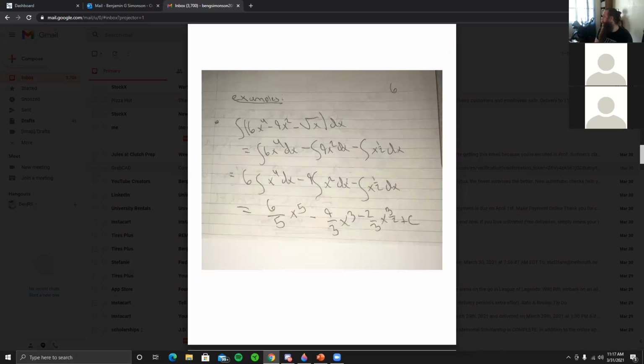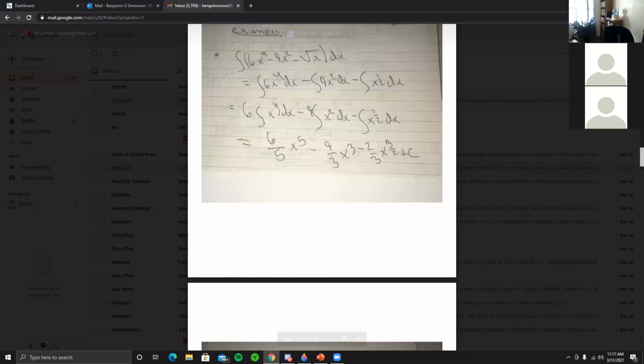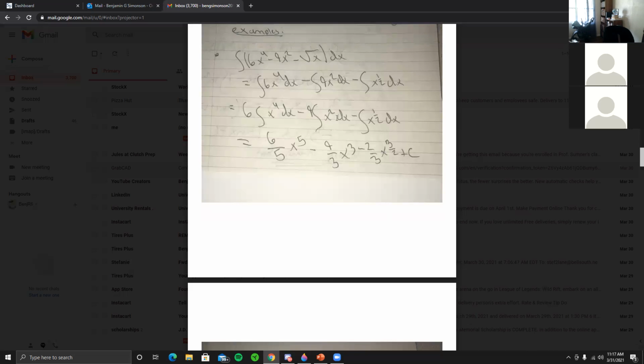Then we can move into the integration step. So here I kind of skipped a step, but the integration of x to the fourth would just be x to the fifth over 5. Using the power rule, the integration of x squared would just be x to the third over 3. And then the integration of this would just be x to the 1/2 plus 1, which is x to the 3 over 2, all over 3 over 2.